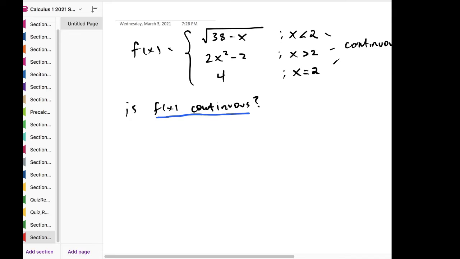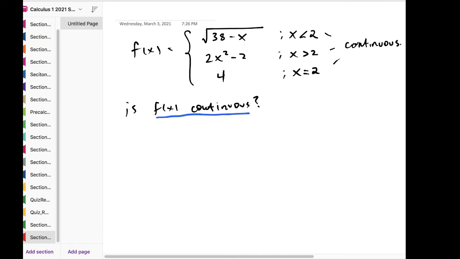Okay, but why do you think it's continuous? How do you show it's continuous? Well, you have to find a limit, right? So yes, each of these respectively are continuous on their domains. But where it might not be continuous is you have to think about what's happening at 2. So look at the limit as x approaches 2. If this is continuous, what must this limit be?